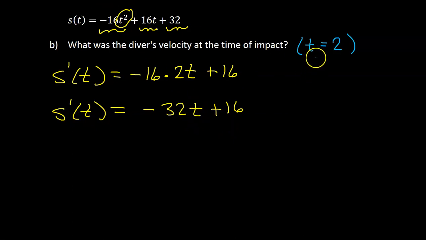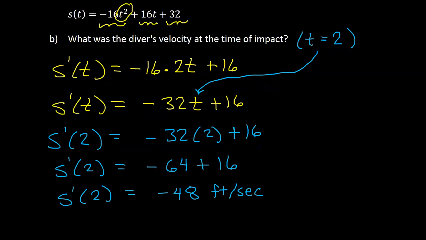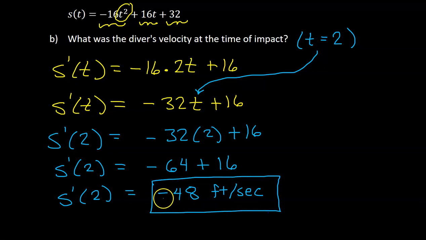So now that I have a velocity function, this will tell me the velocity at any time t. So all I have to do is substitute t equals 2, and that will tell me the velocity at 2 seconds, which is the time of impact. All right, so the velocity at 2 seconds would be negative 32 times 2 plus 16. So that turns out to be negative 48 feet per second. So that is the velocity at the time of impact. Notice that the negative sign indicates that the diver was falling.